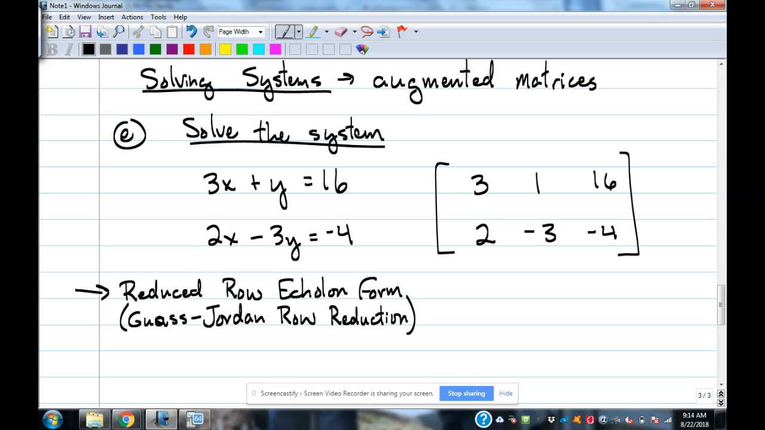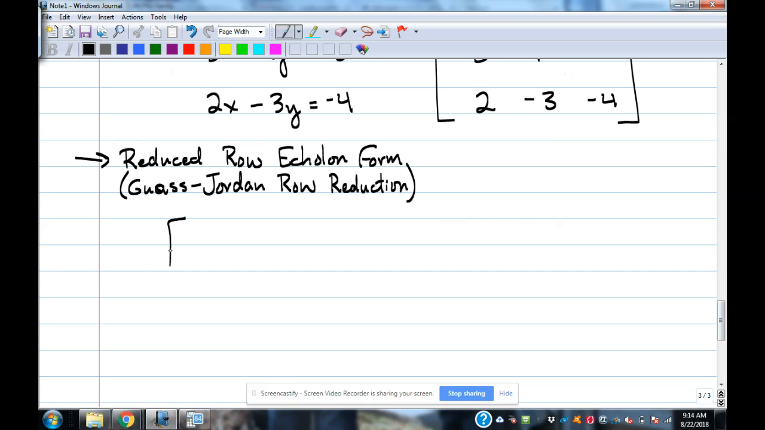They're credited with coming up with the reduced row echelon form. It was Gauss-Jordan row reduction that they did. They did row operations on this matrix until they got it into this form: 1, 0, and then a number. And then 0, 1, and then a number. Okay? A diagonal of 1s right there.